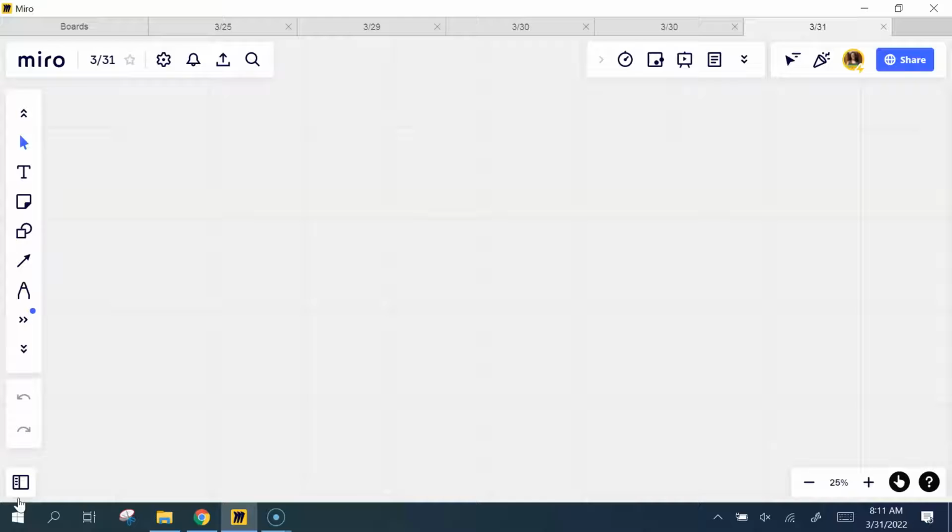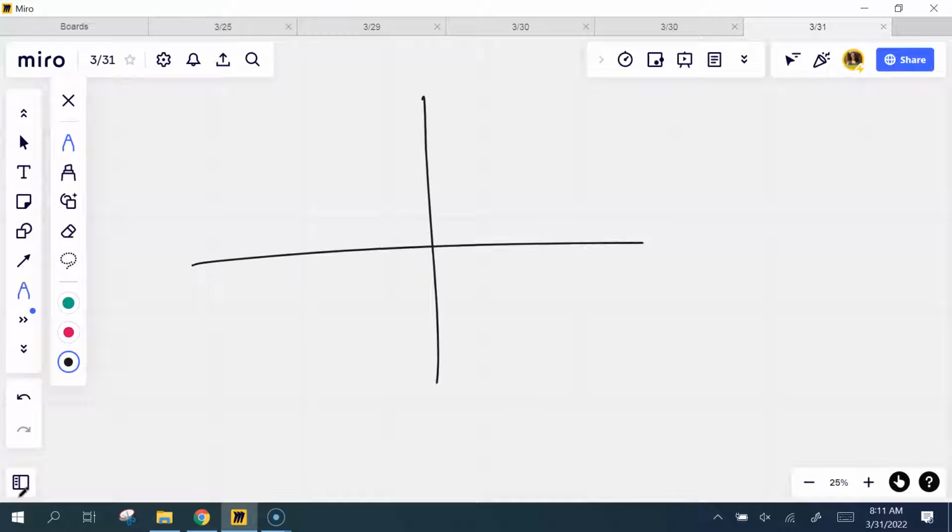So 27 has a graph. 27 has a graph that looks like this. And it says the graph of the derivative is shown above, which of the following statements must be true. I immediately crossed out 2 because it says f is decreasing.